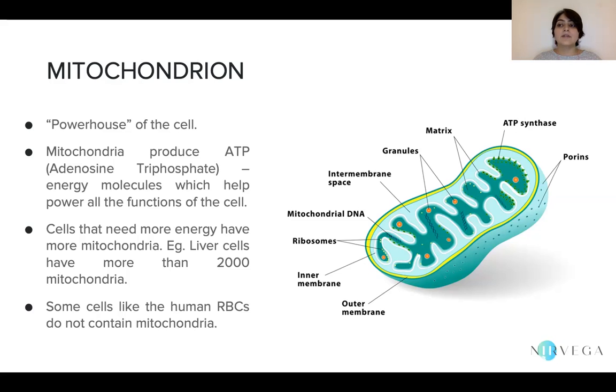For example, liver cells. These are functioning throughout the day, and therefore liver cells have more than 2000 mitochondria in every cell. Whereas some cells like human RBCs do not contain any mitochondria. Okay, so this is how different cells will have different numbers of mitochondria based on their functions and requirements.